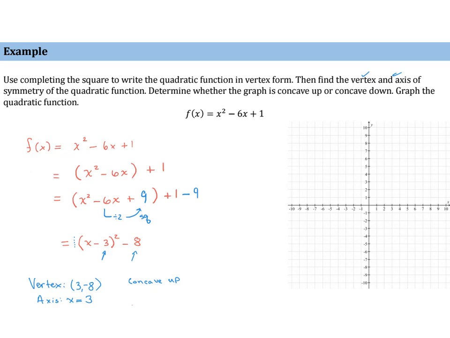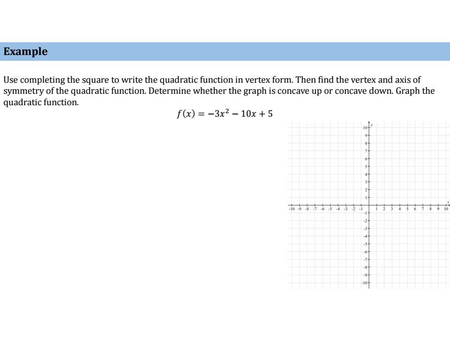And then we have to graph the quadratic function. So let's graph the vertex, 3, negative 8. It's concave upward. There is no stretching. And so we have our parabola that looks like this. Okay, so now let's take a look at the next quadratic function, and we will do the same thing.